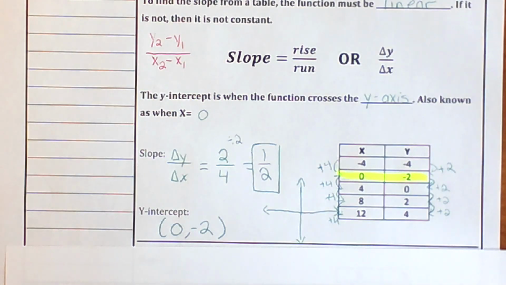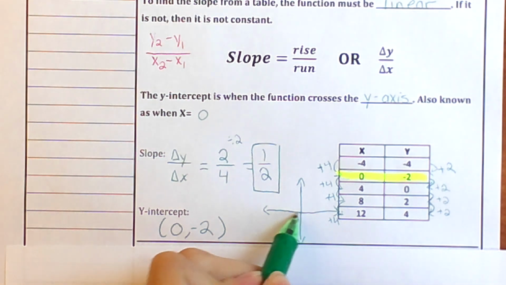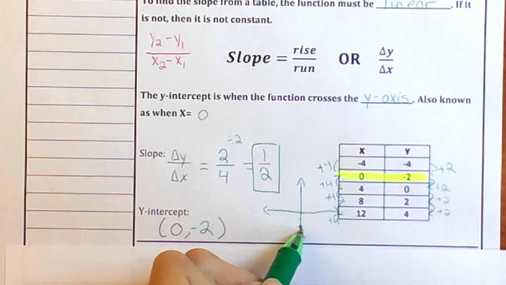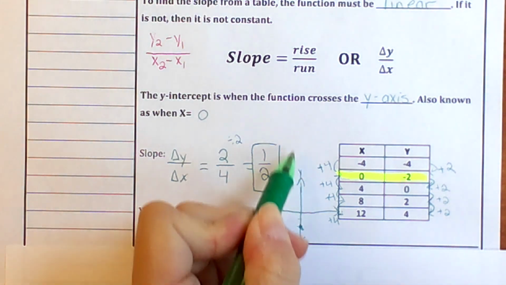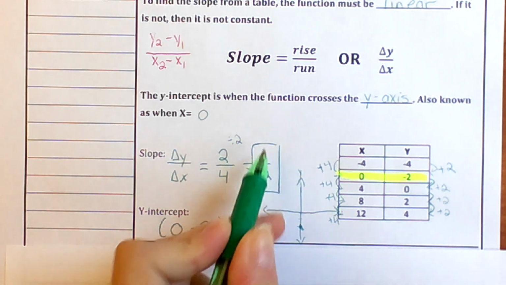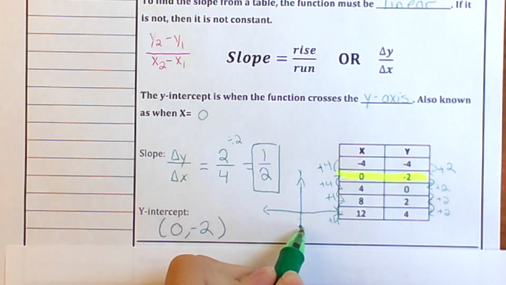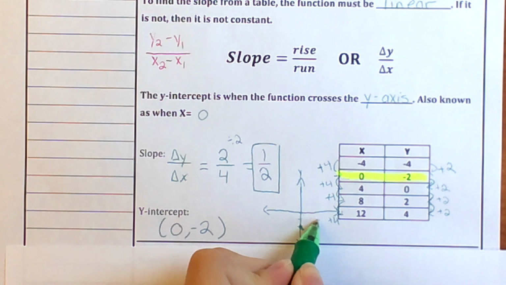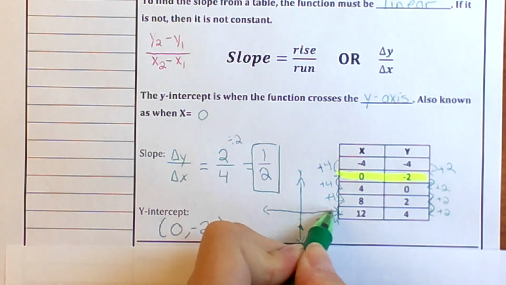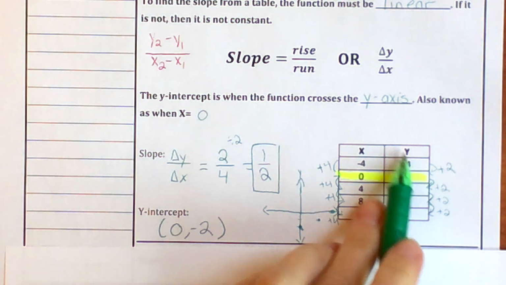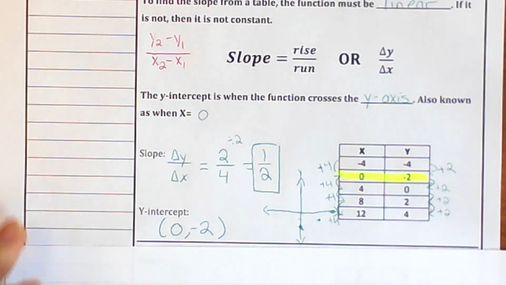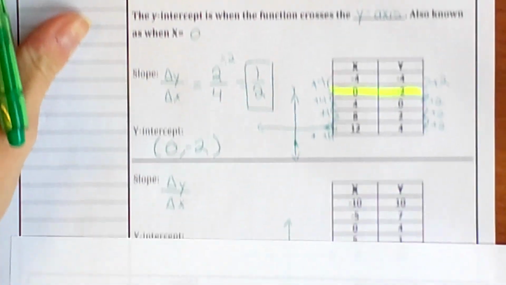So if I were to graph that, over 0, down 2, left and right 0, but down 2, here's my y-intercept. Notice that it crosses my y-axis. And then my slope, if I were to graph this, it'd be up 1 over 2, up 1 over 2, up 1 over 2. And that's where I would get these coordinate points from. Okay, let's try a second one.